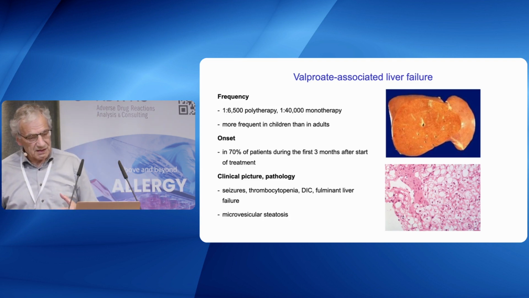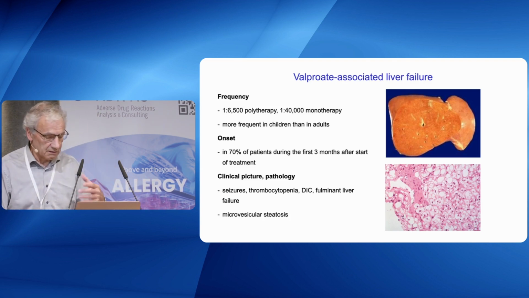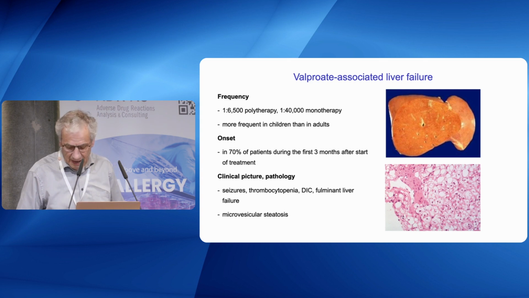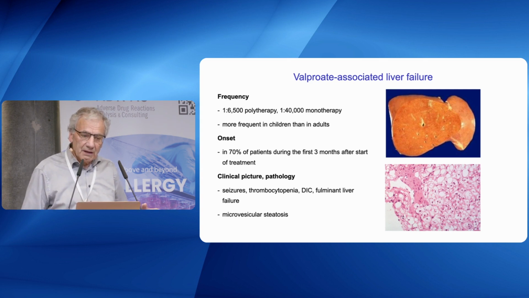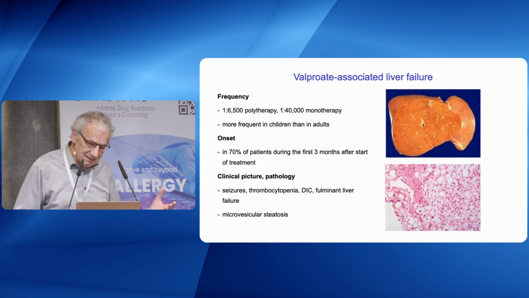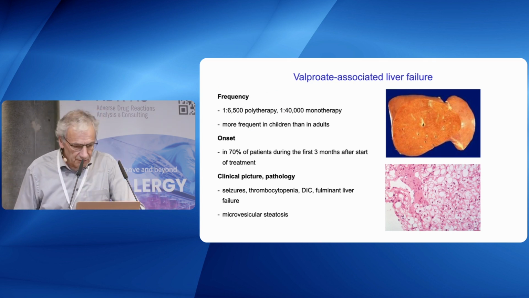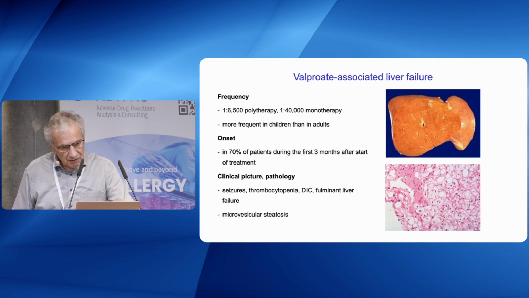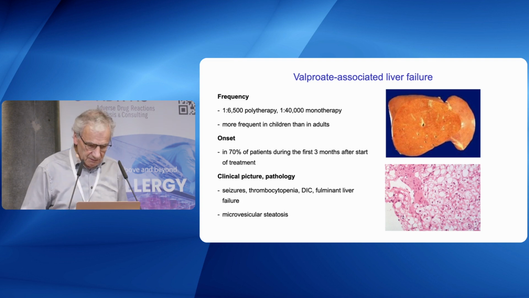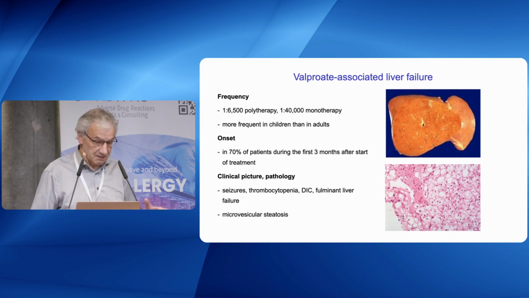The other type of toxicity is the liver failure. And the liver failure clearly is not dose dependent. It just happens at therapeutic dose. You see that it is more often seen with polytherapy. It is more seldom with monotherapy. It is more frequent in children than in adults. And the onset is usually in the first 3 months. And the clinical picture is the fulminant liver failure, and the histological picture is microvesicular steatosis.